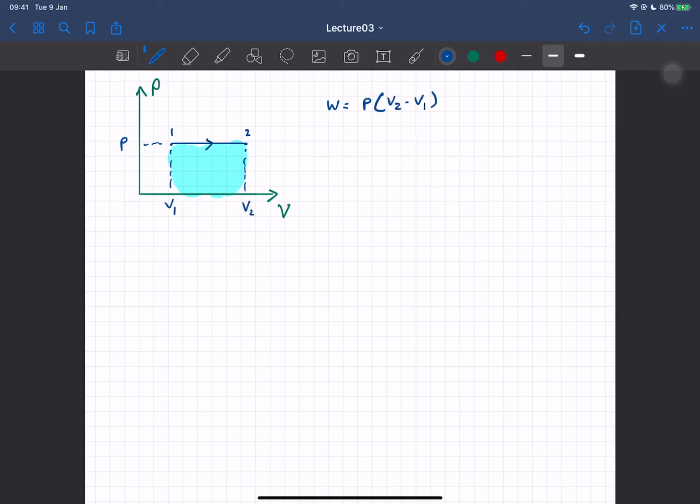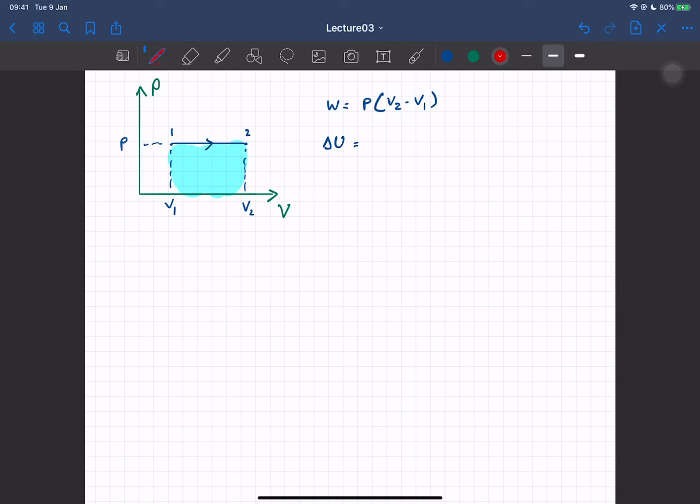Okay. So usually W is very easy to calculate because whatever the graph is showing, you just calculate the area under the curve here. So the next thing we want to calculate is the change in the internal energy. Okay. And this is where the fact that U depends only on temperature becomes very useful here.